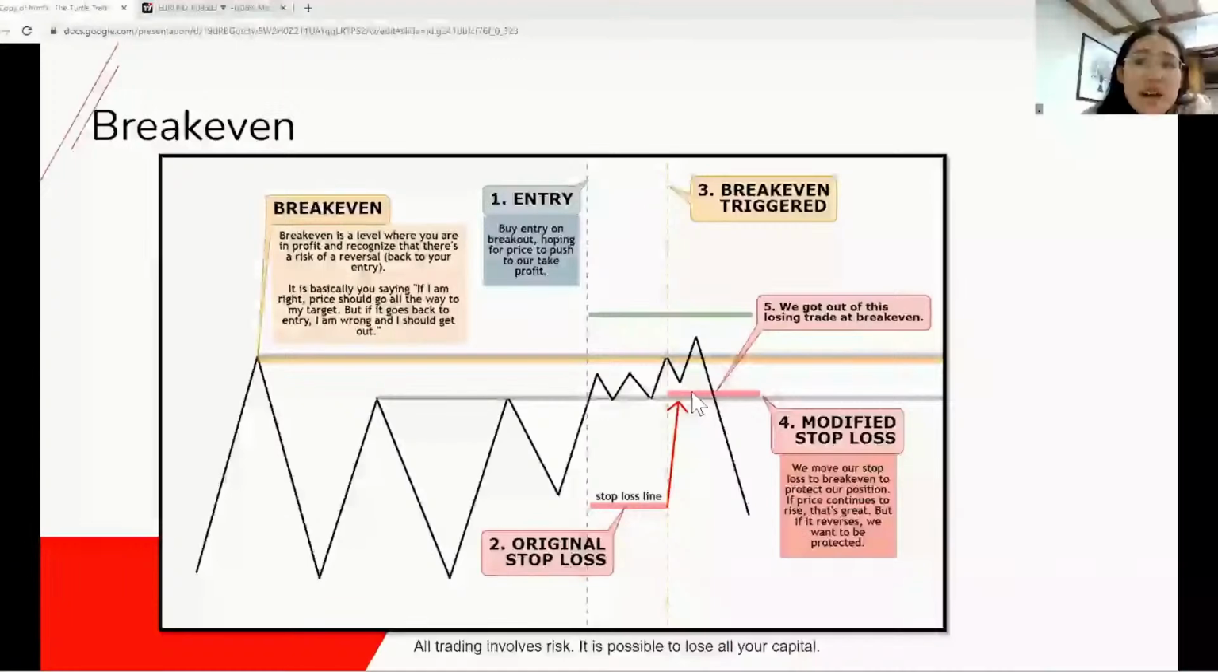So if price continues to rise, it's a good thing, of course, but if it reverses, we will want to be protected and to get out as soon as possible. So we got out of this losing trade at break even. We got out over here because you see price definitely reversed off and we got stopped out here. So if we had left our stop loss over here, we would have lost a lot more money.